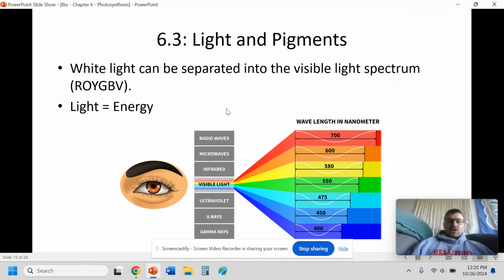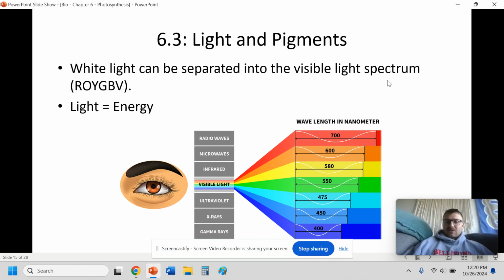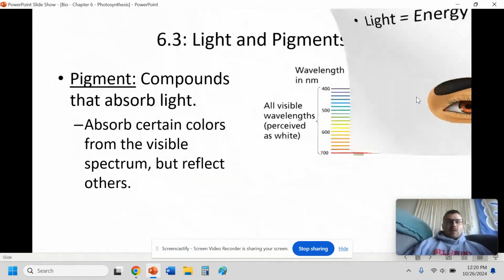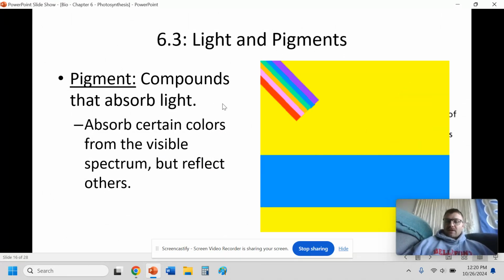So if we remind you about light, light is obviously energy. It's the energy that we see with light. It can be separated into the visible light spectrum. You can see ROY G. BIV here. So just remember, light equals energy. And what plants are going to do is they're going to use pigments to absorb these wavelengths of light.